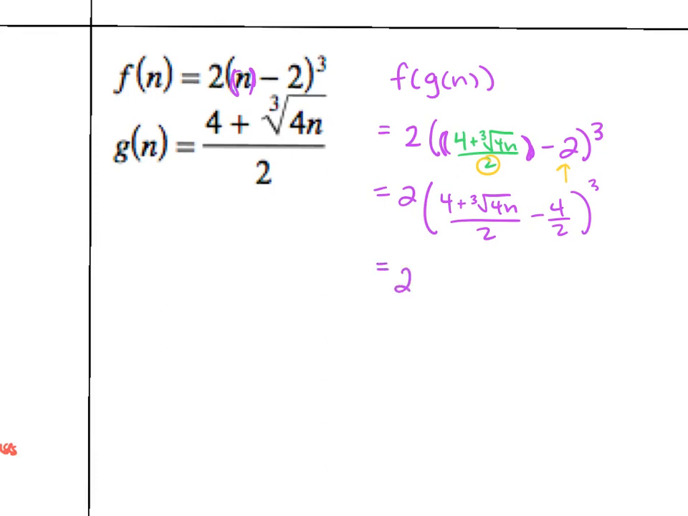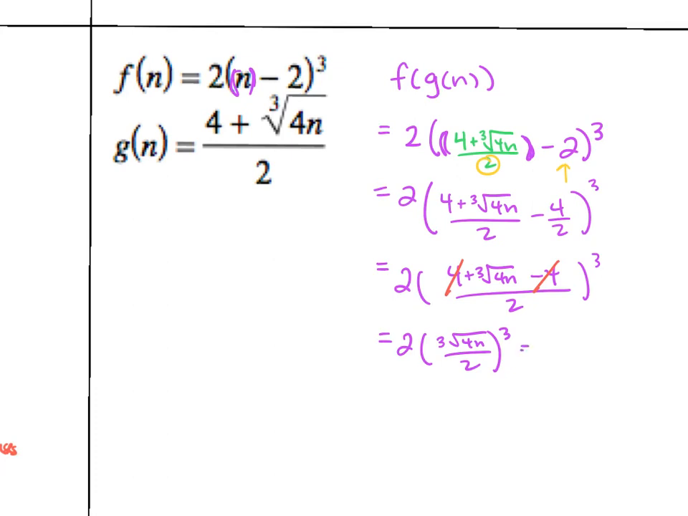Well, so I got the 2. I'm not going to mess around. I'm going to try to simplify some stuff inside these parentheses. This would give me a common denominator, 4 plus the cube root of 4n minus 4 all over 2. Well, now if we look at this, plus 4 minus 4, I now have parentheses, the cube root of 4n over 2, cubed.